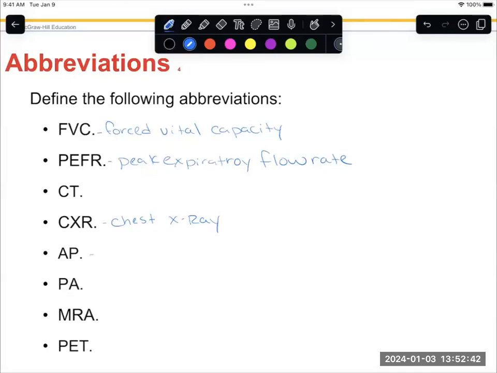AP means anterior or anteroposterior or anterior to posterior. So when you're taking that chest X-ray, what you're doing is you're taking it from the front. That's what you're doing. PA, posterior to anterior. So you're taking that chest x-ray from behind.